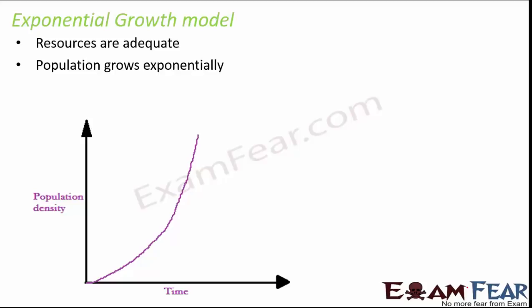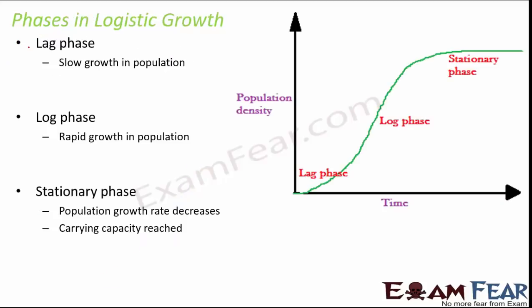Now then you have the exponential growth model. What is exponential growth? That means the population increases exponentially with time. This type of growth takes place only when the resources are adequate, and only then the population grows exponentially. Now in logistic growth, there are different phases. This one is again very important. Sometimes you get theoretical questions, sometimes you also get questions related to the graph from logistic growth.